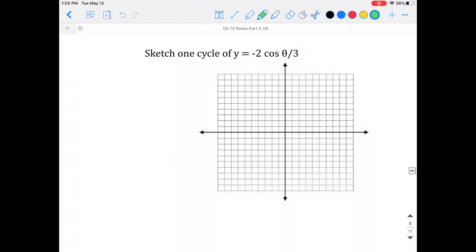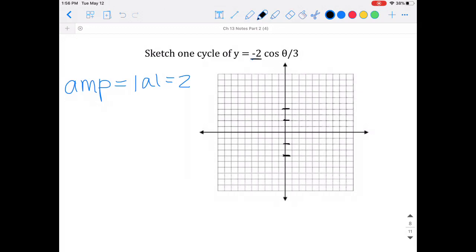Sketch one cycle of y equals negative 2 cosine of theta over 3. So again, first we can figure out our amplitude. And remember, your amplitude is the absolute value of A. So this negative in front does not change your amplitude at all. Your amplitude is always going to be positive. So our amplitude is positive 2. Which means that the maximum point on our graph is 2 and the minimum point is negative 2.